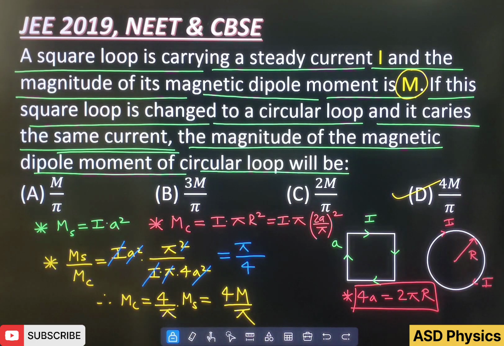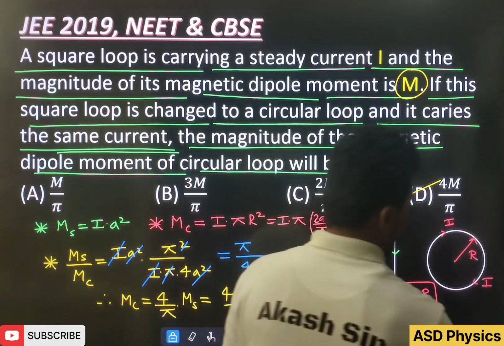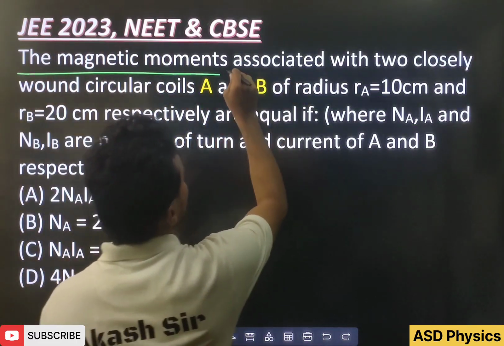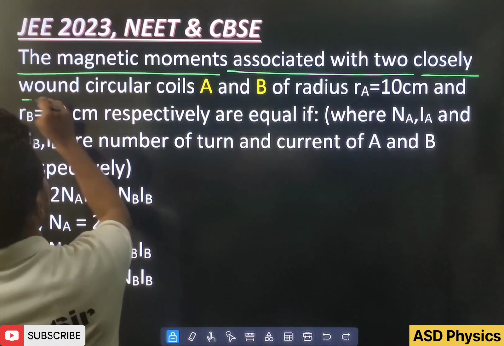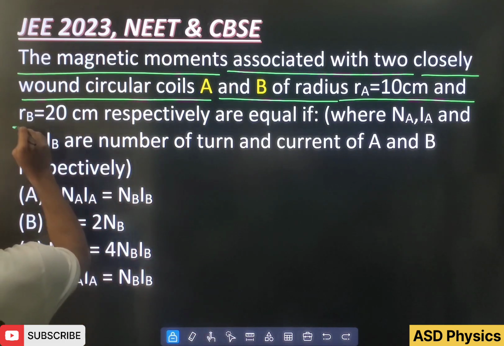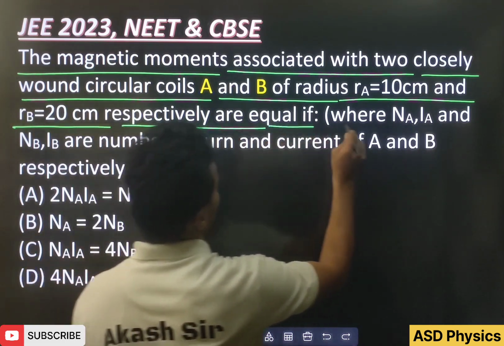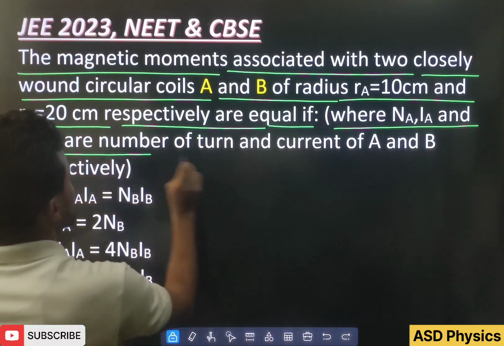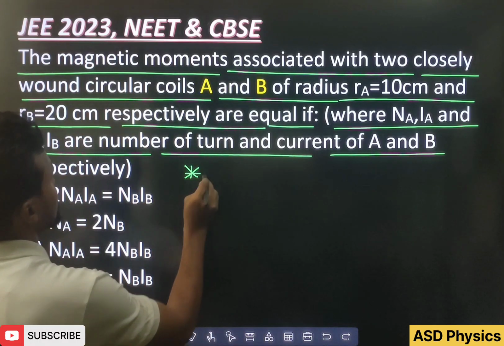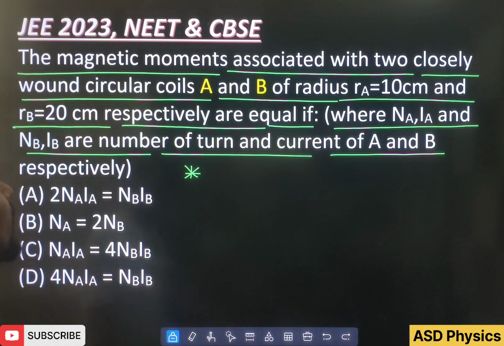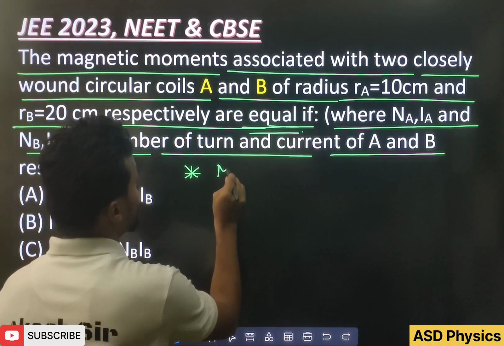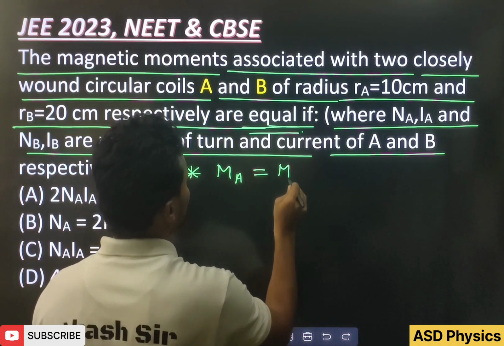Now kindly see here. Is it? Great. Now let's move to the next one. The question is what? See. The magnetic moment associated with two closely wound circular coils A and B of radius 10 cm and 20 cm respectively are equal, where NA, IA and NB, IB are the number of turns and current of A and B. Is it? So according to the question, what they are telling here is that the magnetic moments are equal for both the coils. So I can write here MA is equal to MB.